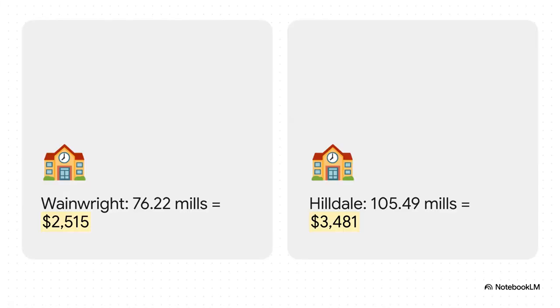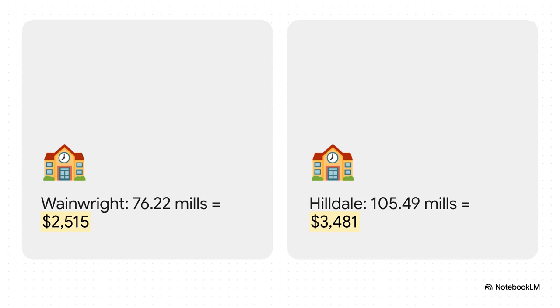Voter-approved bonds are what really drive these rates. And this brilliantly illustrates exactly what we're talking about. Look at this comparison from Muskogee County showing the massive impact of these voter-approved budgets. We have the exact same $300,000 house in two different school districts. In the Wainwright district, 76.22 mills, resulting in a $2,515 tax bill. But over in the Hilldale district, it's 105.49 mills, making the bill $3,481. That is nearly a $1,000 difference for the exact same property value.